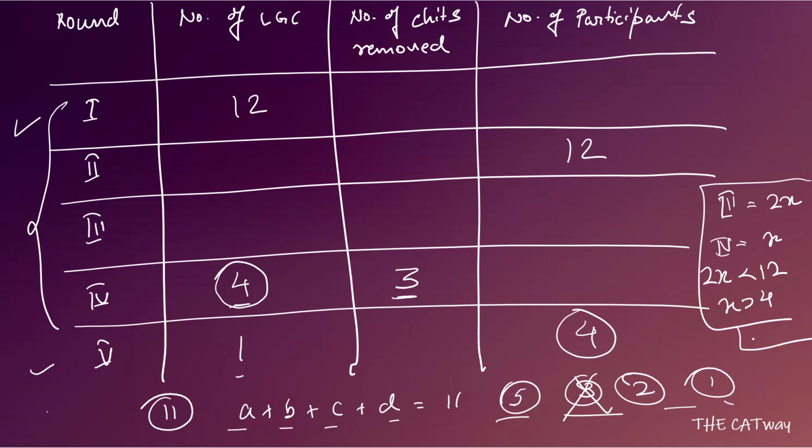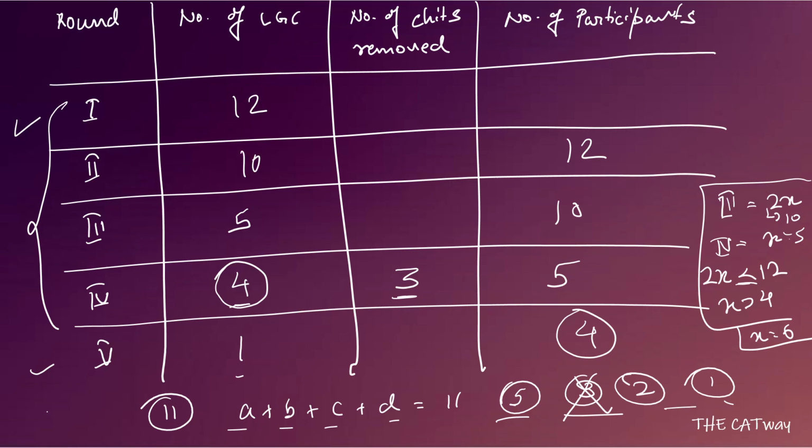So is x equal to 6 possible? Then 2x will be 12, but that is not the case because it has to be less than 12. So the only possibility for x is 5 and the only possibility for 2x is 10. So the number of participants in round 4 was 5 and the number of participants in round 3 was 10. Acha, after we know that the number of participants in round 4 was 5, we can say that the number of LGC in round 3 was 5. After knowing the number of participants in round 3 was 10, we can say that the number of LGC in round 2 was 10. As I have told you earlier, this is why it happens.